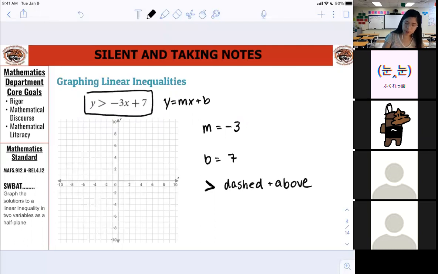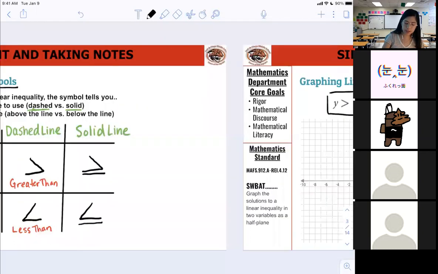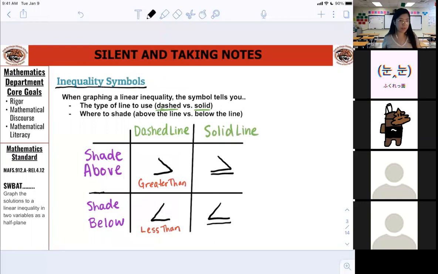And Ijara, I know you just got here, so I'm going to go back one slide. I want you to just take a quick picture of this screen and then copy it in your notebook while I'm working on the next problem. Okay, thank you.